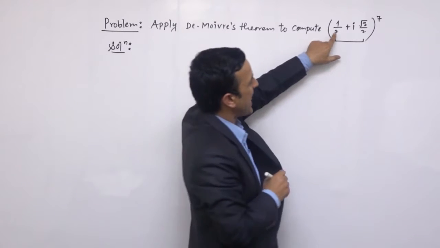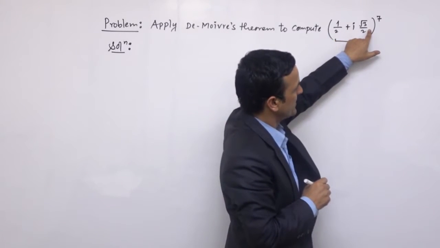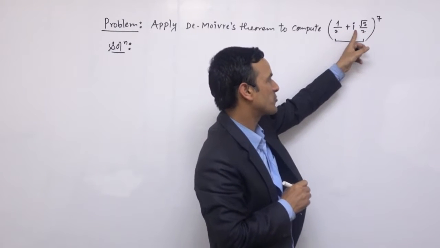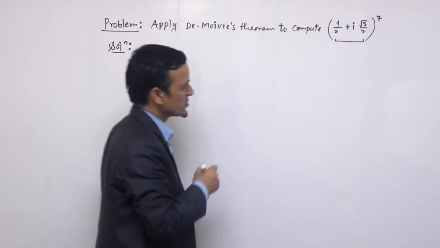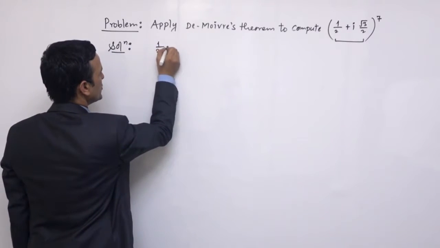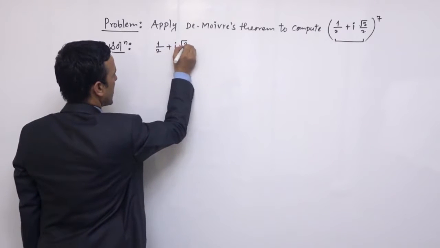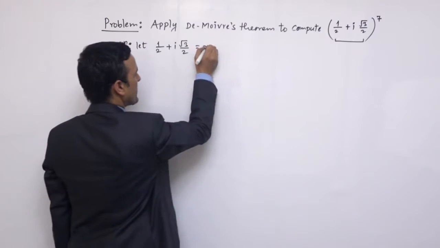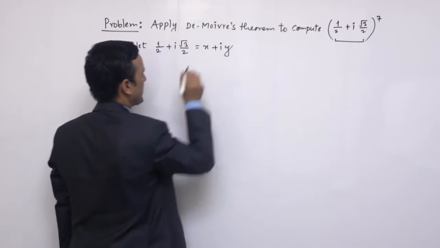So this is x plus iy, which is also called Cartesian form. So first of all, we have to change into polar form. So let's change the value of this, 1 by 2 plus I times root 3 by 2. So this is in the form of x plus iy.